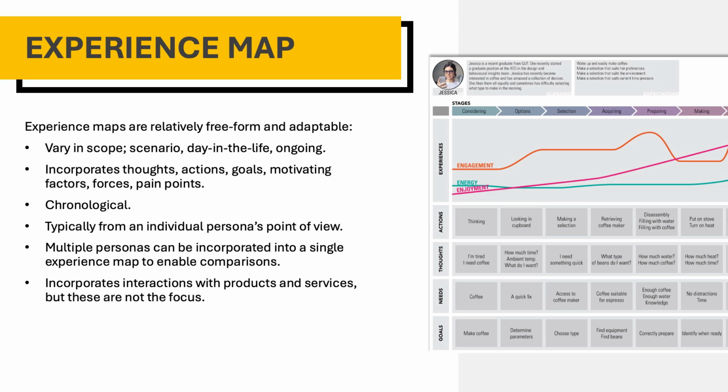This information is usually from an individual persona's point of view. So we can see this on the example here. We have a single persona at the top, and then this is the representation of their experience. It is possible to include multiple personas on a single experience map, but you must make a clear delineation between their information so that they can be compared.